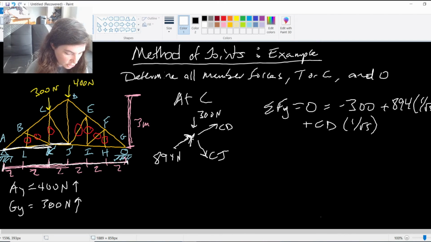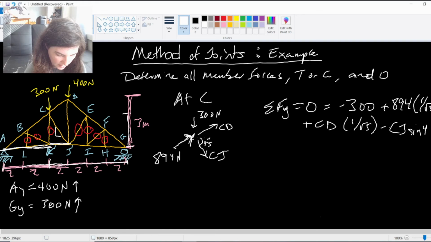But notice that CJ does not. CJ has a different slope here, where this is 2 meters now, and this is 2 meters. So this is actually a 45-degree angle. Right? CJ is down at a 45-degree angle. So CJ is minus in the y direction. Writing down in the y direction, minus CJ sine 45.